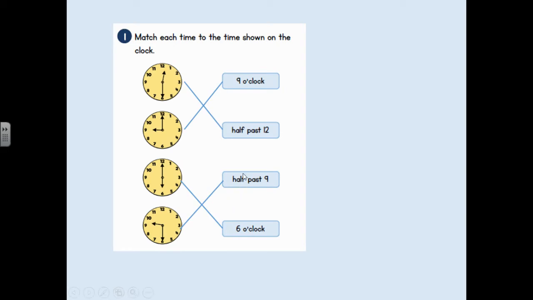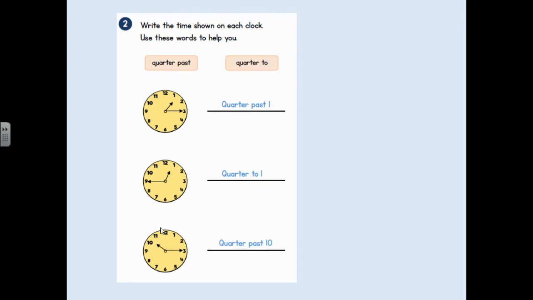Right, the first one is 12:30. The second one is 9 o'clock. The third one is 6 o'clock. And the fourth one is 9:30. If you got all those, give yourselves a tick on all those. And if you got all those right, well done.